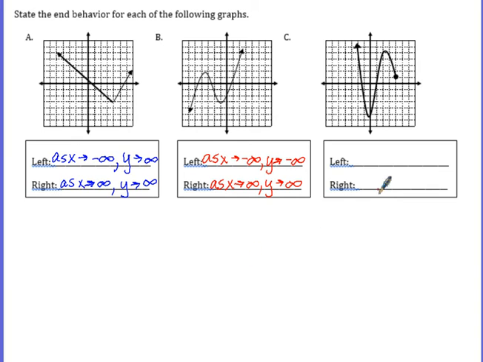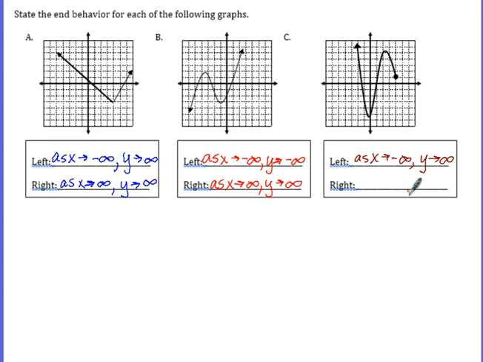Now, C, left end. As x goes to negative infinity, that indicates we're talking about the left side. So on the left side, as we move further and further left, as x values go to negative infinity, what's happening? It's climbing up, up, up on the y-axis. So that means as x goes to negative infinity, y goes to positive infinity.